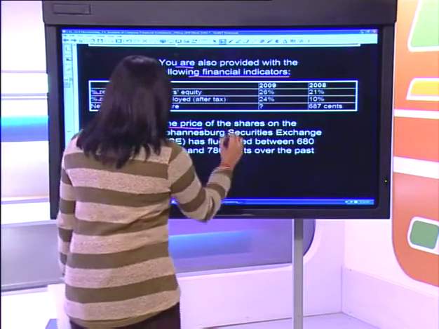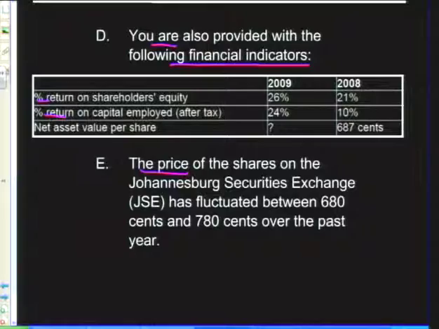Okay, right, and then there's a last bit of information here, which I'm going to read. The price of the shares on the Johannesburg Security Exchange, or the JSE, has fluctuated, meaning it's obviously going up and down, between 680 cents and 780 cents over the past year.